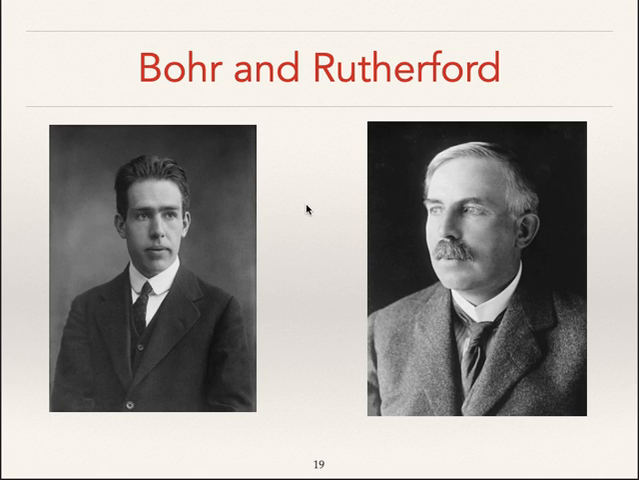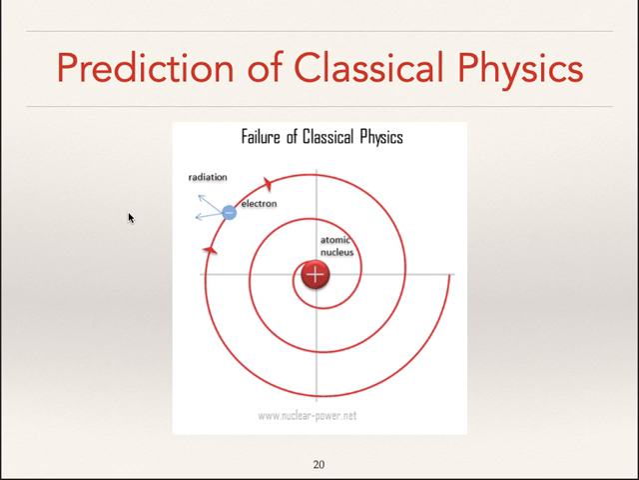So here are the two people credited with coming up with this planetary model. Bohr gets his name on it. I'm not sure why Rutherford is ignored, but on the left side you've got Niels Bohr from Denmark, and on the right side you have Ernest Rutherford from New Zealand, and they worked together to come up with this planetary model.